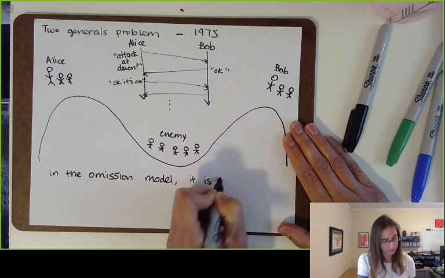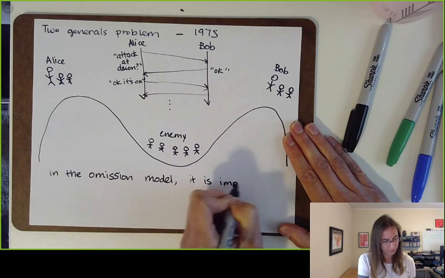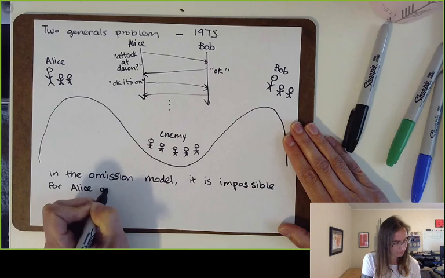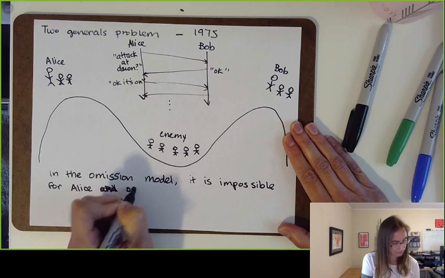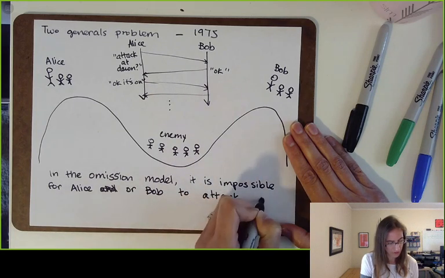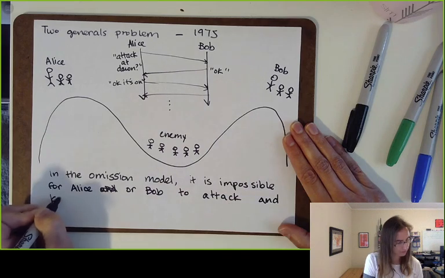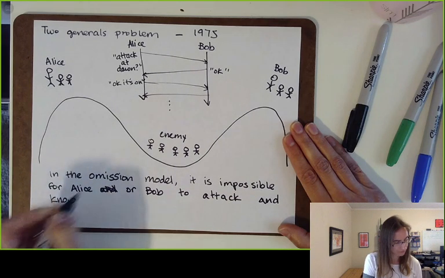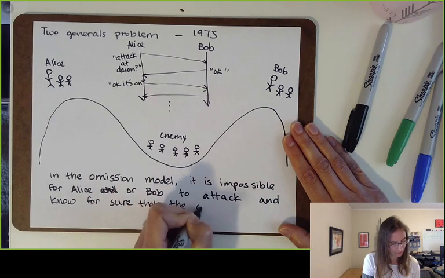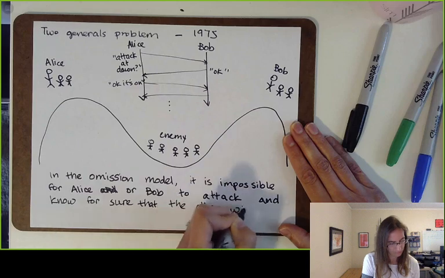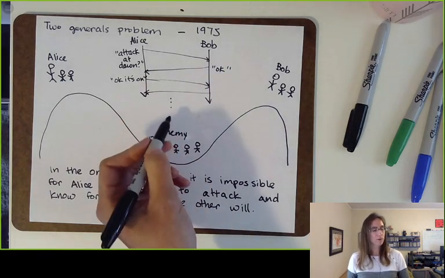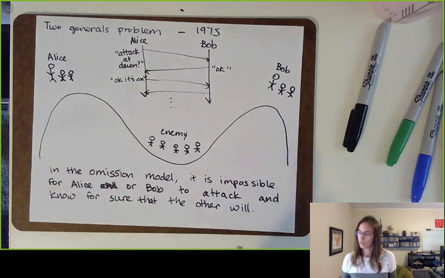it is impossible for Alice and Bob, let's say Alice or Bob, to attack and to know for sure that the other will attack. It would require sending this infinite number of ACKs of ACKs of ACKs and so on.